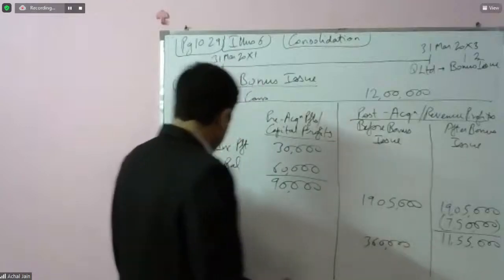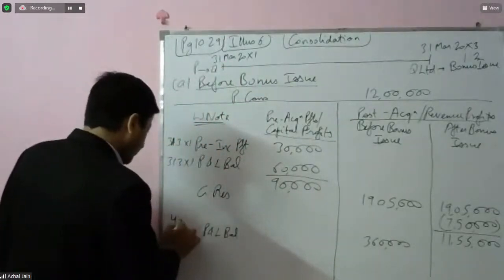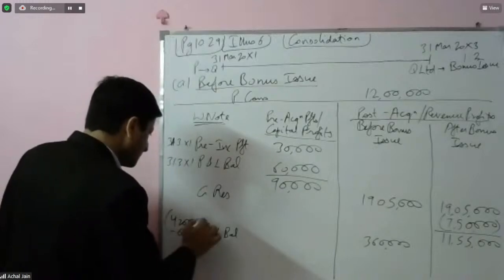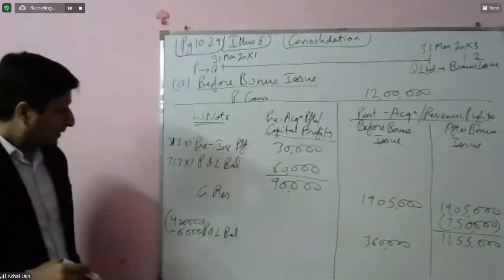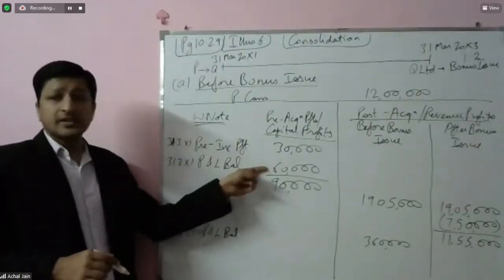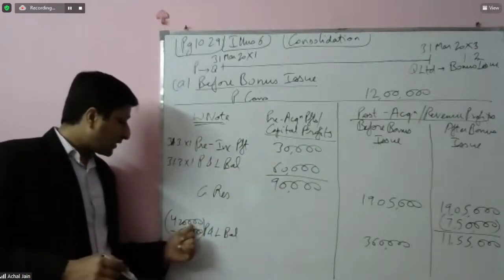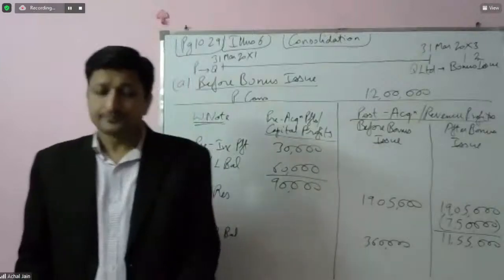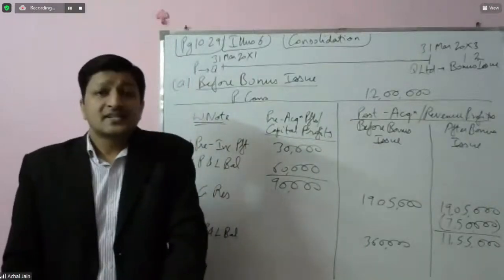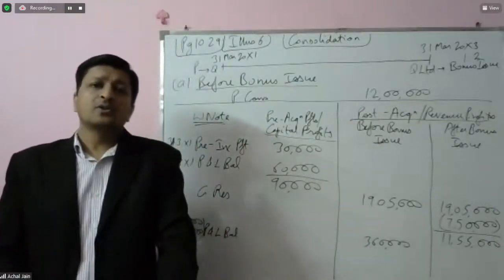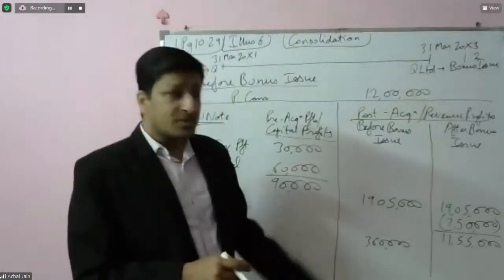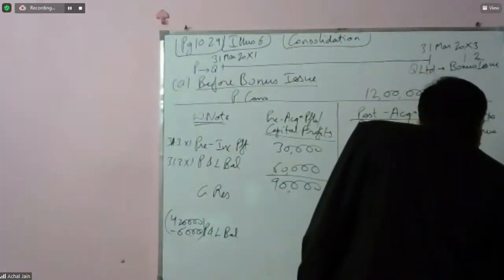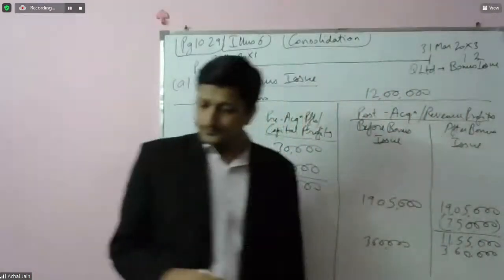And how do you get this? 4,20,000 less 60. Why? Because 60,000 we have already considered over here. And 420 less pre-acquisition profit will become post-acquisition profit. Now, does this balance change after the bonus issue? No. So before the bonus issue and after the bonus issue, this balance will be the same.